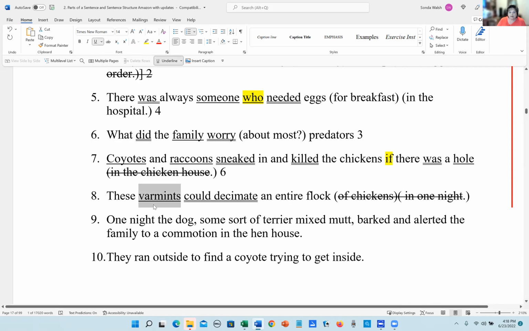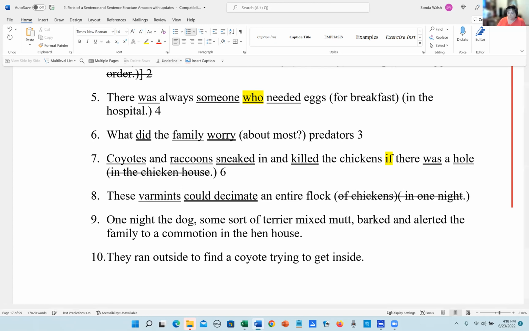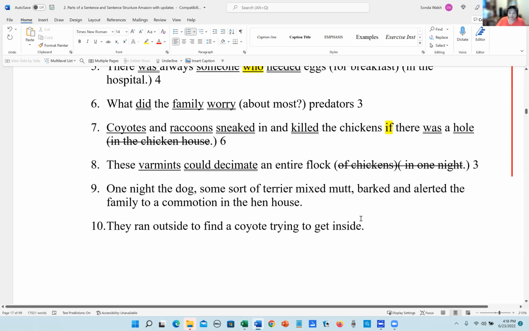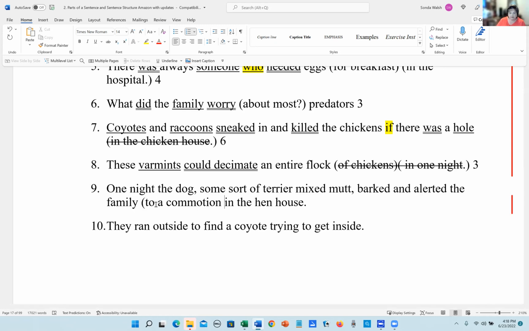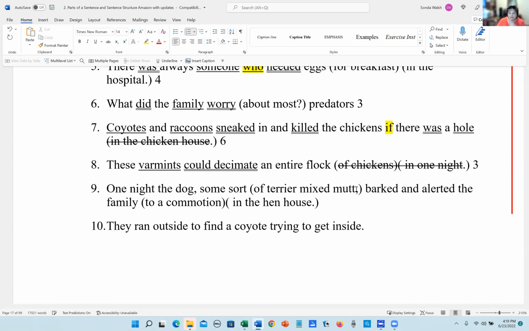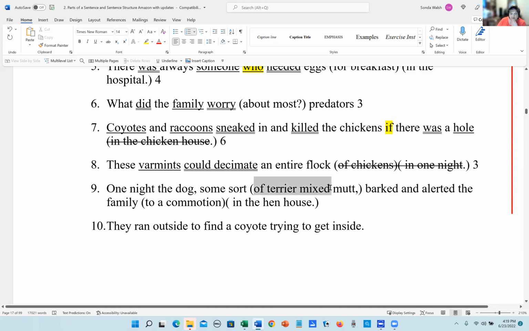Okay, number 9. So we have 3 on this one. Number 9, we are looking for our prepositional phrases. Here's to a commotion, in the hen house, and a terrier mixed mutt. Those are prepositional phrases. So I'm going to put a line through this and a line through this.